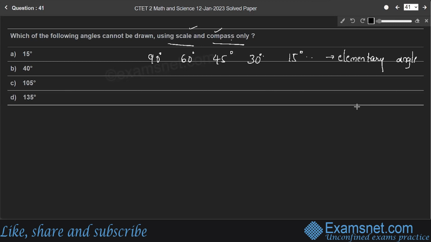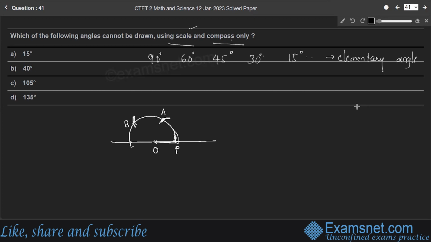For example, we can draw a 90-degree angle. Using a scale, let us first draw a straight line. Then, with O as center, we draw an arc with the same radius from point P. With the same radius OP, we draw an arc which cuts the previous arc somewhere here. With the same radius from this point A, we draw another arc which cuts the same arc at another point.